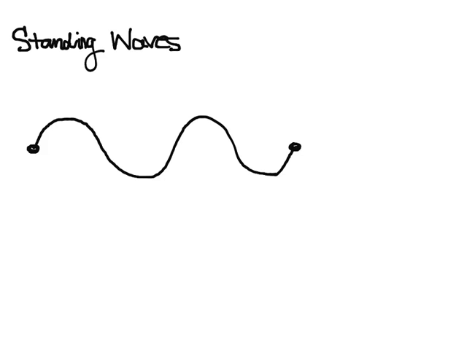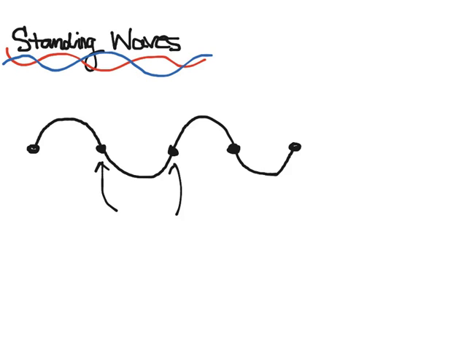So one thing that we're going to focus on, and you probably encountered this when you were doing your Slinky lab, are these things called standing waves. And standing waves are waves where some parts of the wave, imagine this is a Slinky and you're looking down at it, stay in the same place. They never move. And we're going to call these parts nodes. They stay in the same place.